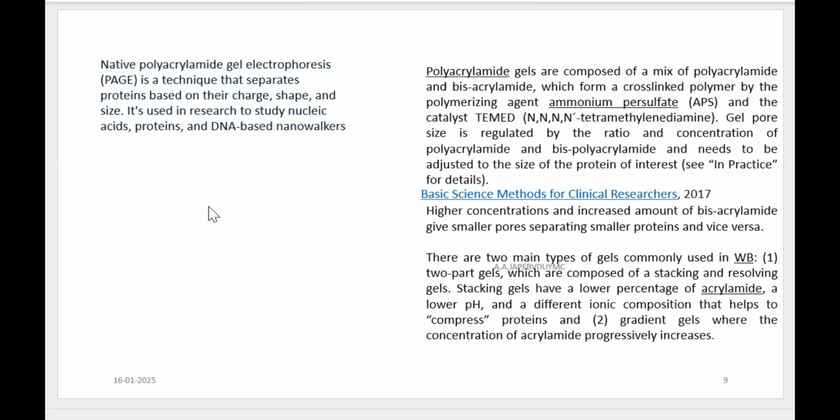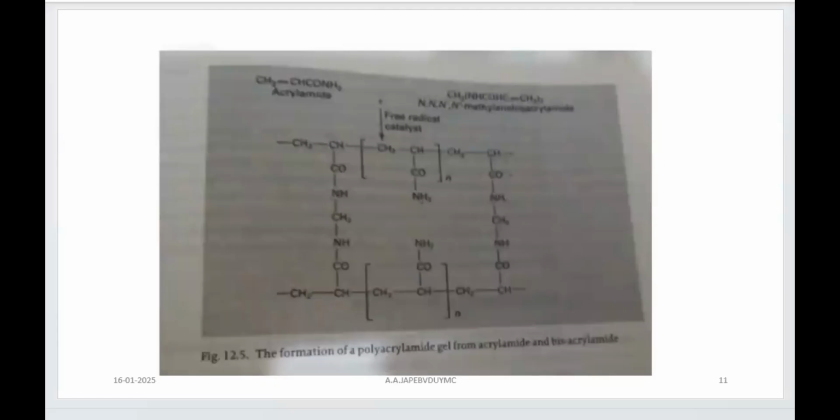All right. So there are two main parts of the gel that you will see when we talk about polyacrylamide. I'll get back to that. But before that, let's see the next slide, what I was talking about, the structure.